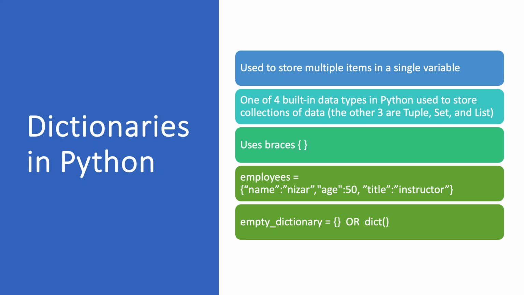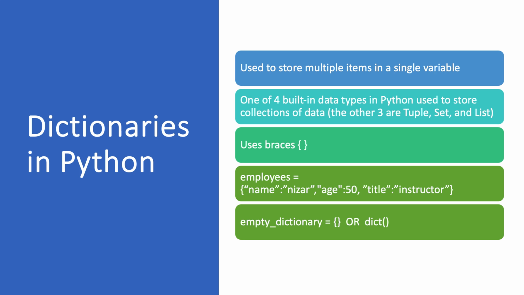So just like lists, dictionaries can also store multiple values in one variable. But one key difference is that instead of the square brackets used with lists, dictionaries use braces, or sometimes they're referred to as squiggly brackets or curly brackets. And you can see an example here of what a dictionary looks like. Inside the braces, we have some data, and I'll explain that in a moment. Then right under that, we have an example of what an empty dictionary might look like.